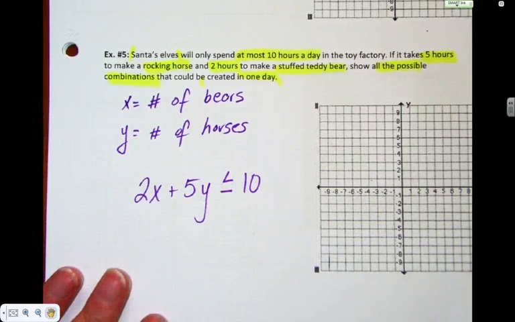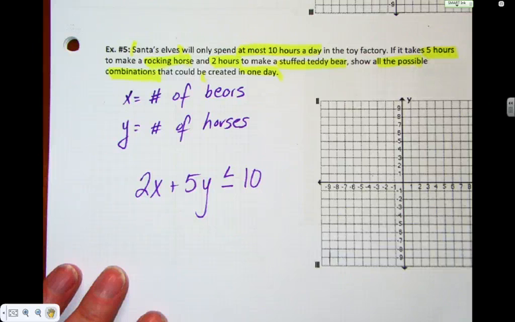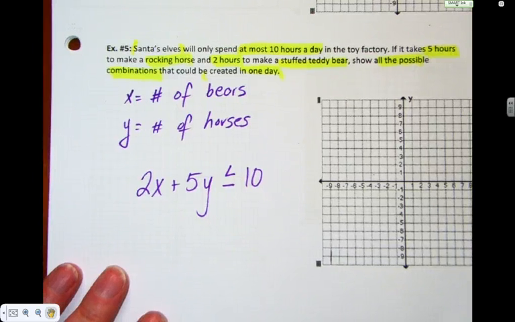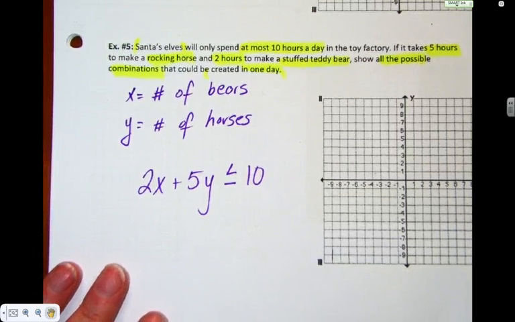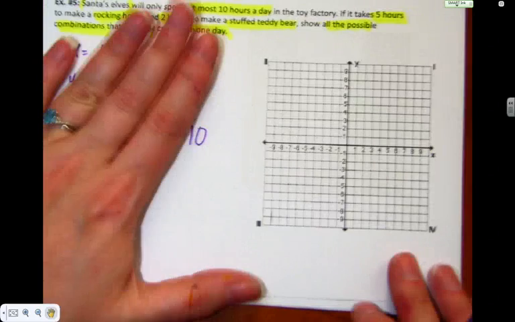I found out that teddy bears are named after Teddy Roosevelt. I did not know that. There you go. I remember learning that they were named after Teddy Roosevelt.